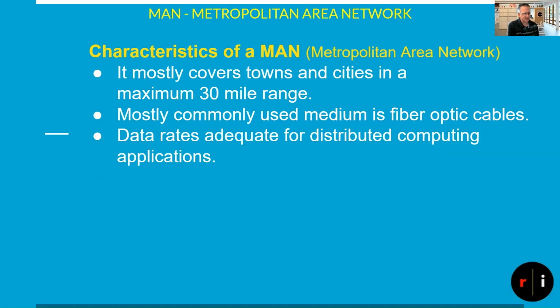Some of the characteristics of a MAN: it mostly covers towns and cities with a maximum range of 30 miles. The most commonly used medium to connect in this type of network is fiber optic cables, although it could also be wireless. Data rates are adequate for distributed computing applications.